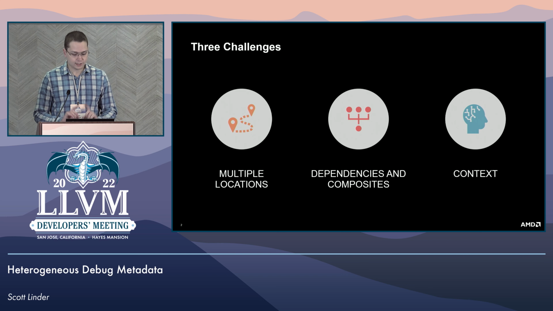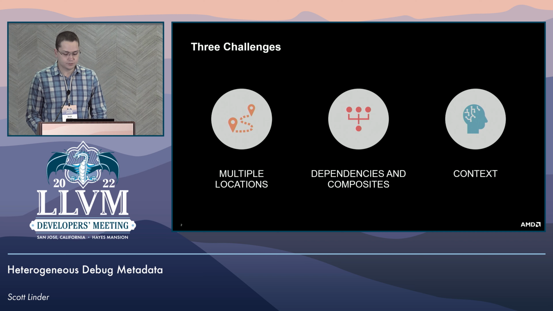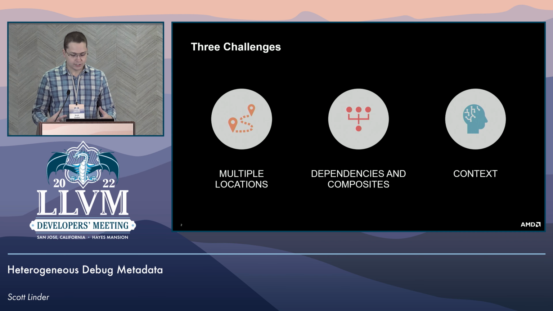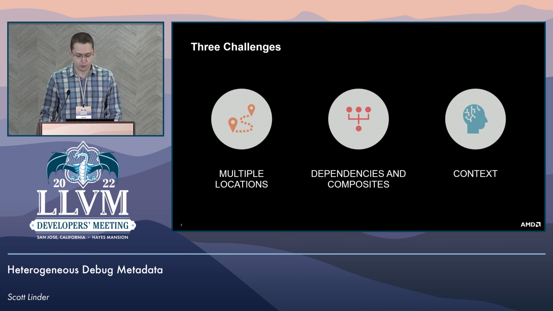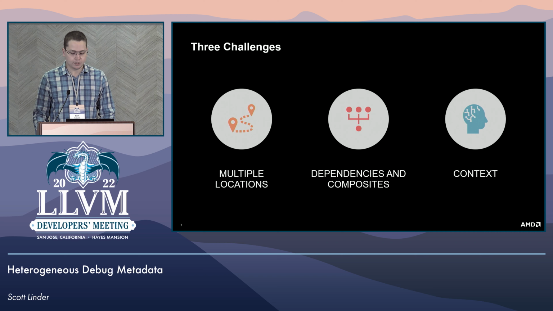So to give some context before I dive into that, I think it's illustrative to survey the kinds of challenges that we face with the current solution. And to make that more digestible, I've broken it down into three categories. First, multiple locations, which captures the inability to keep track of more than one location for a variable in the debug metadata, or rather more than one location at a single time.